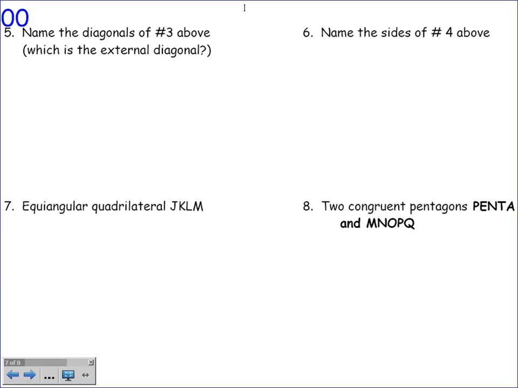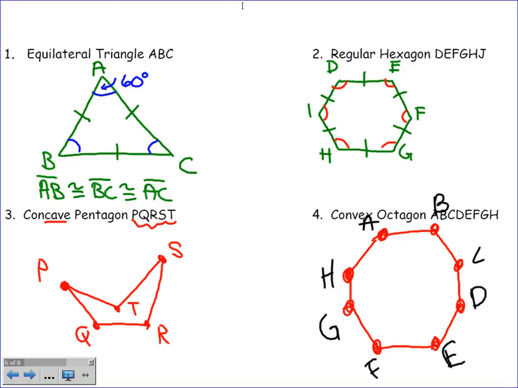Name the diagonals of number 3 above. Well, this is going to be awkward. Number 3 above. Okay, so here's number 3. We've got to name the diagonals. So my diagonals are going to be like this. Yours might be different because of how you named it, so don't copy off of me. You've got to figure yours out.